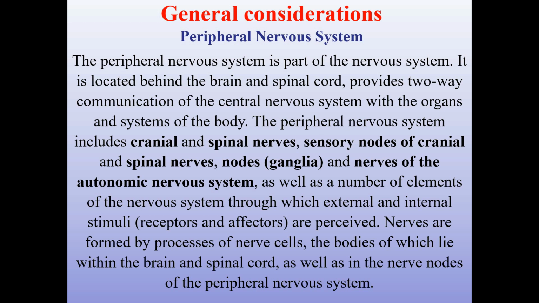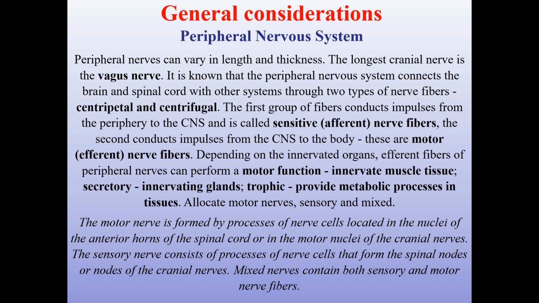Nerves are formed by processes of nerve cells, the bodies of which lie within the brain and spinal cord, as well as in the nerve nodes of the peripheral nervous system. Peripheral nerves can vary in length and thickness. The longest cranial nerve is the vagus nerve.